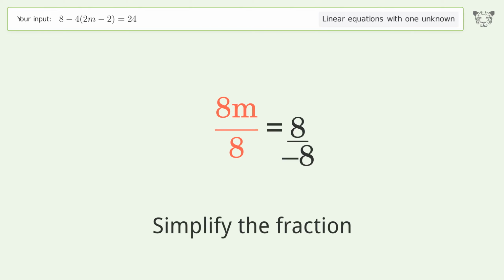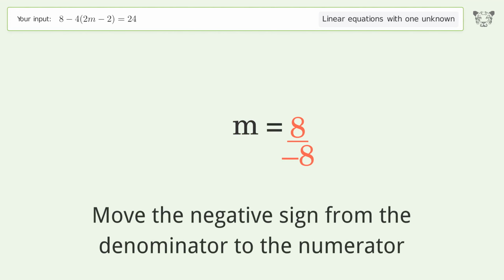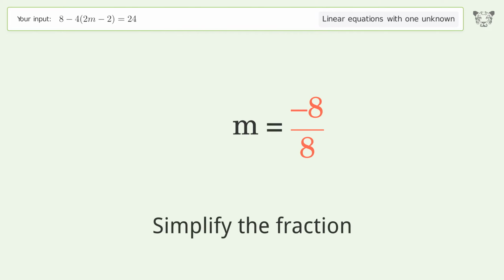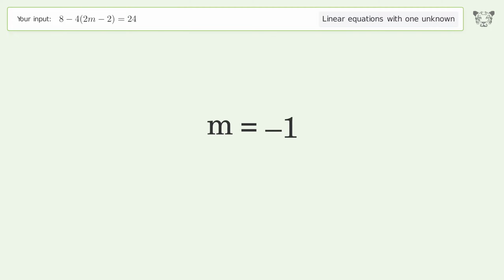Simplify the fraction. Move the negative sign from the denominator to the numerator. Simplify the fraction. And so the final result is m equals -1.